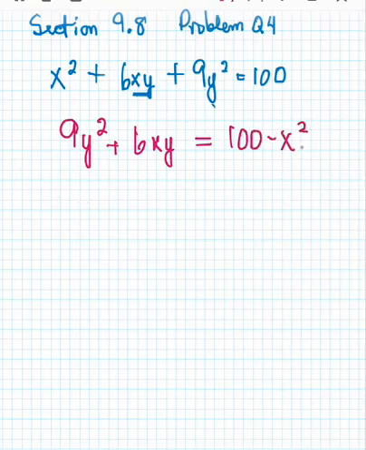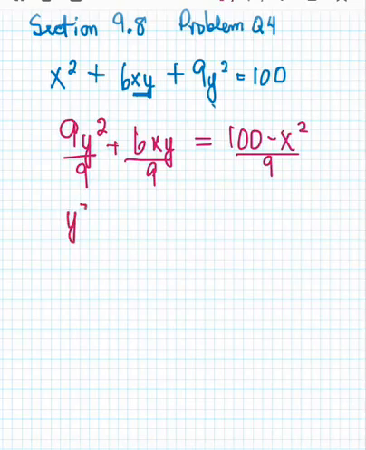Now I'm going to divide everything by 9, so I can get the y squared by itself, and I'm going to be able to complete the square then. So, okay, I'm going to divide everything by 9. 9, 9, 9, right? And so then I'm going to get y squared plus 2/3 x times y, and I differentiate it like that for a reason.